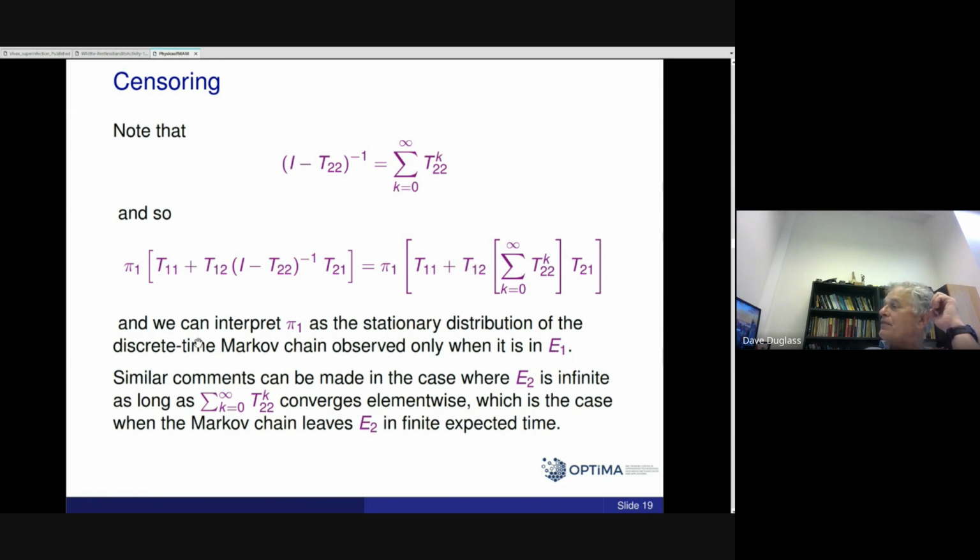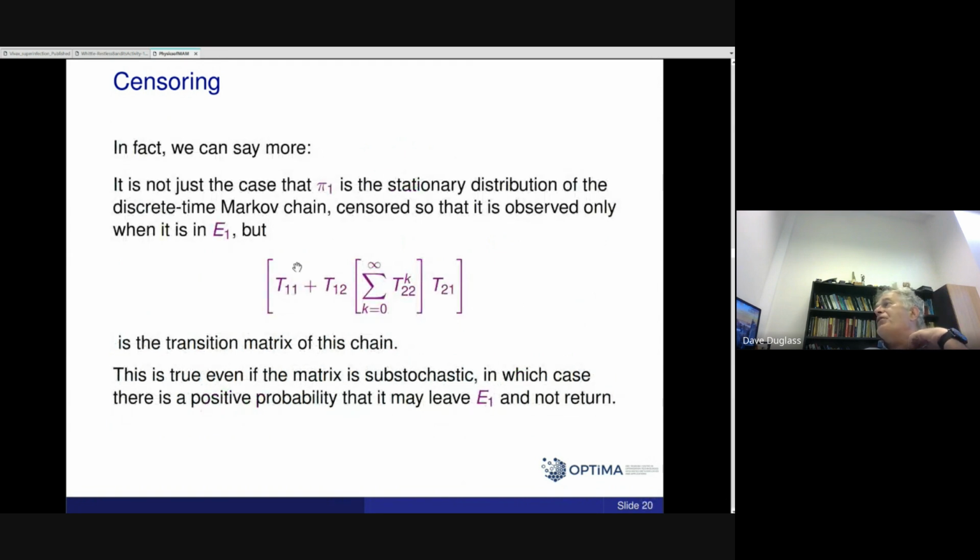Now, I said the whole thing was finite, but you can actually make similar comments in the case where E2 is infinite, as long as this series converges element-wise. And that is the case when the Markov chain leaves E2 and goes back to E1 in finite expected time. In particular, it's true when the whole Markov chain is positive recurrent. So then the comments I made do hold when the set E2 in the partition is an infinite set.